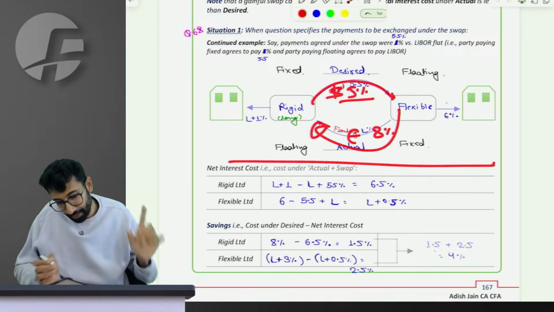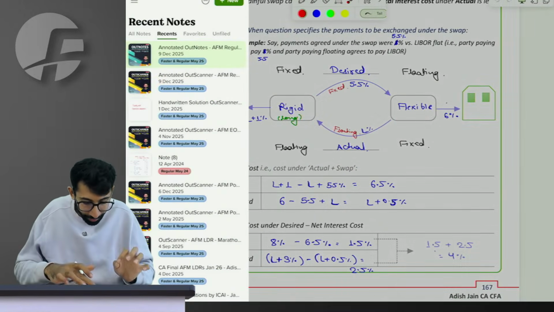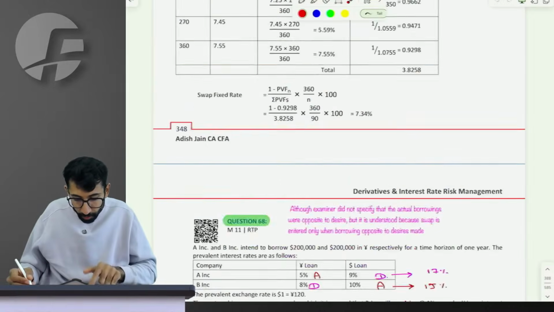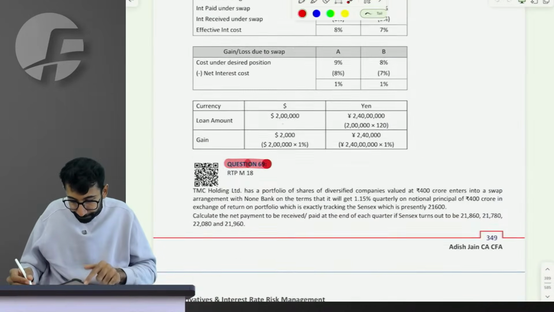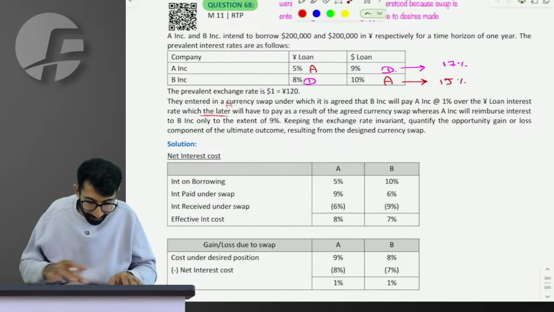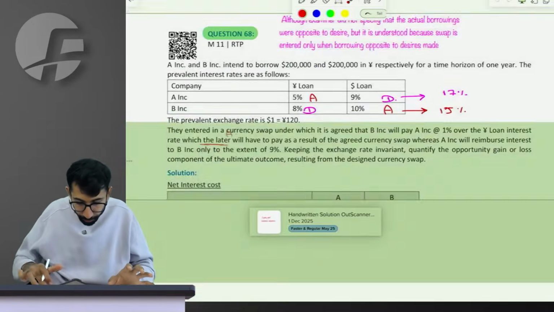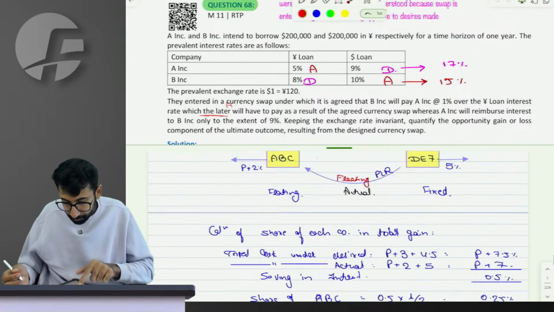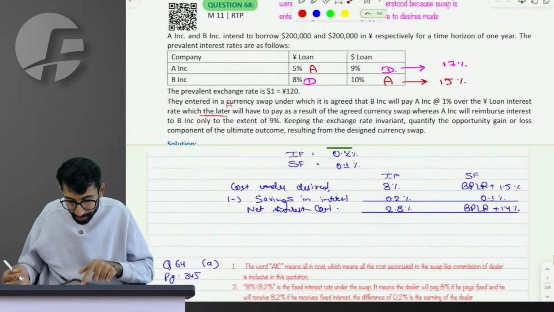Same logic. Let me take you to a practical question of that. You will automatically understand what it means. So let's solve question number 68. Let me open that for you in the handmade notes. Question 68.